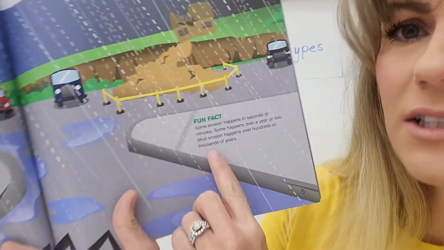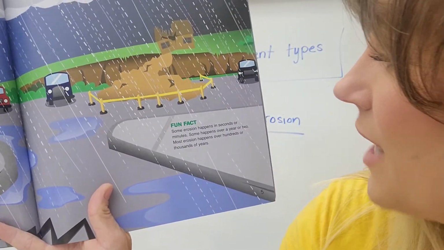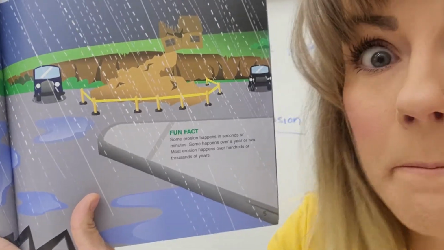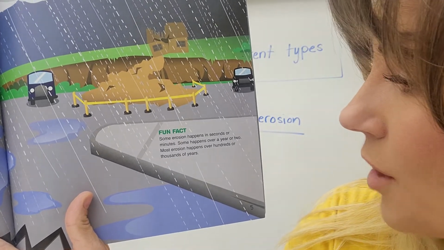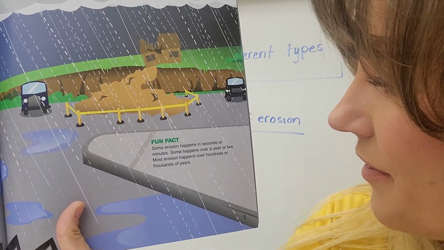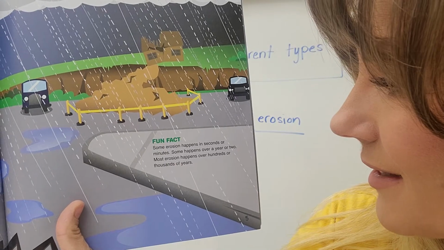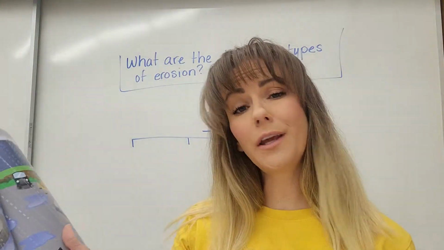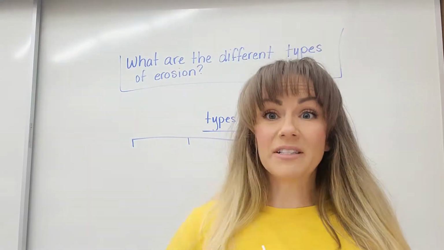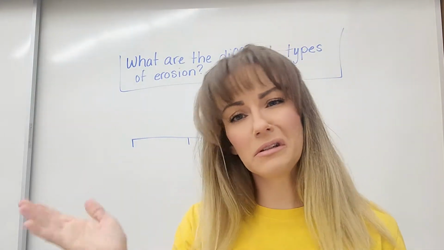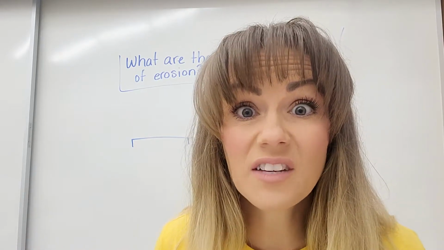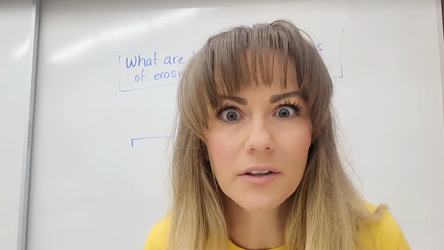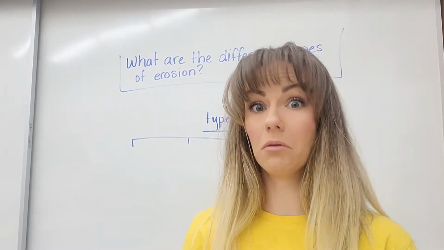Oh, here's a fun fact. Let's make sure we read it. Some erosion happens in seconds or minutes. Most erosion happens over hundreds or thousands of years, but some happens over a year or 2. I forgot to read that sentence. So some happens fast, some happens in a few minutes, and some it takes thousands of years, sometimes even millions of years to occur. Wow.